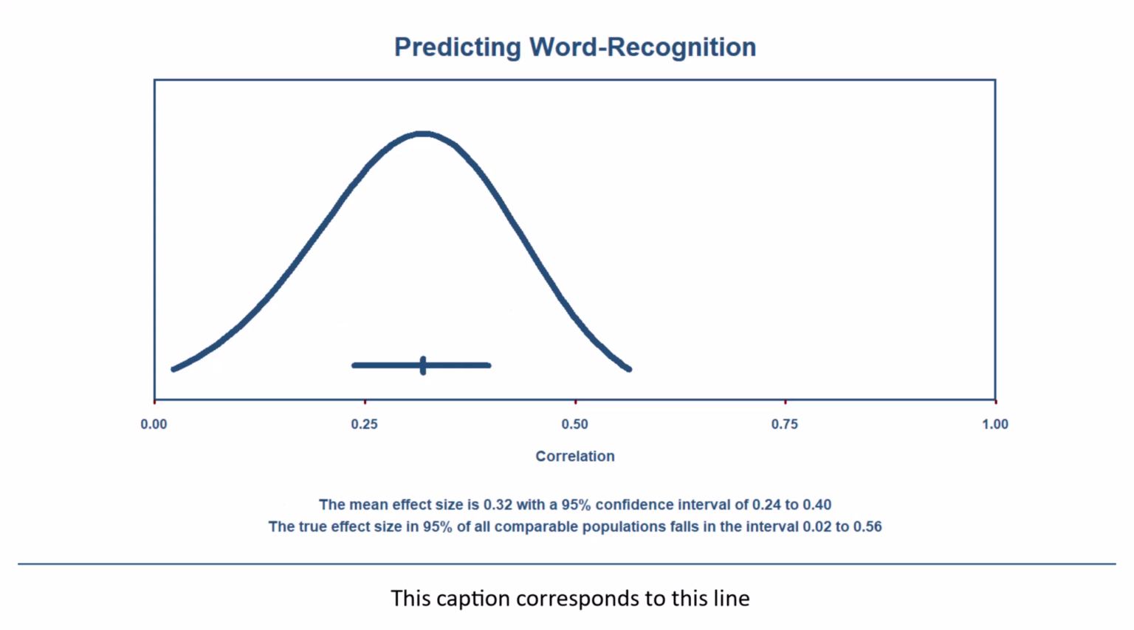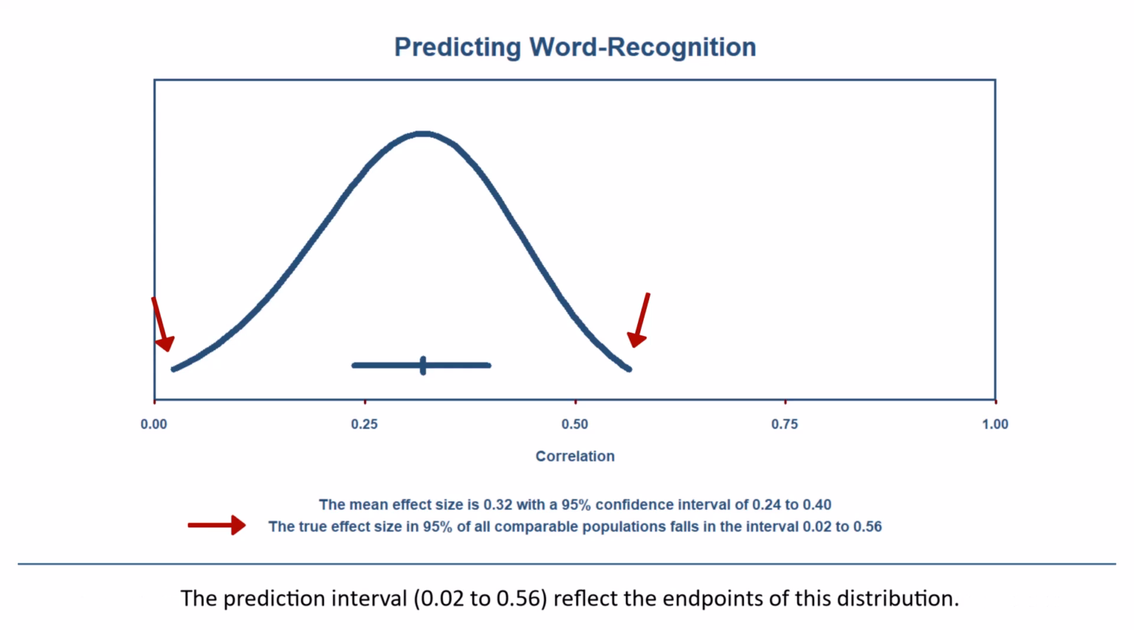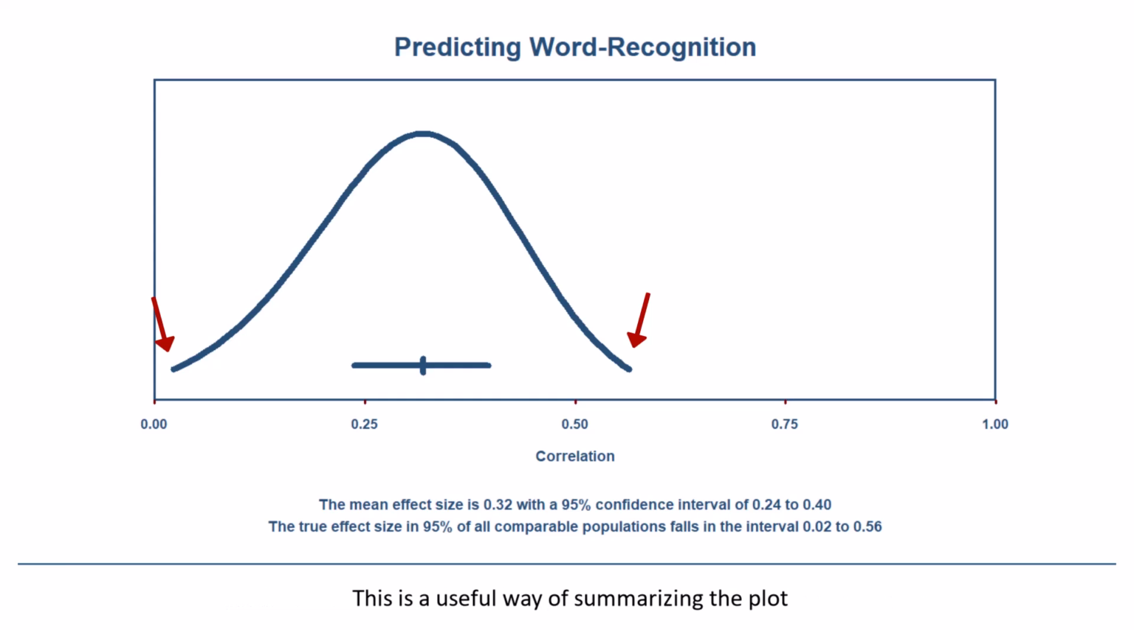This caption corresponds to this line. It reads, the true effect size in 95% of all comparable populations falls in the interval 0.02 to 0.56. The prediction interval, 0.02 to 0.56, reflects the endpoints of this distribution. This is a useful way of summarizing the plot, but when it's possible to display the entire plot, we should do so, since it provides a more nuanced look at the distribution.